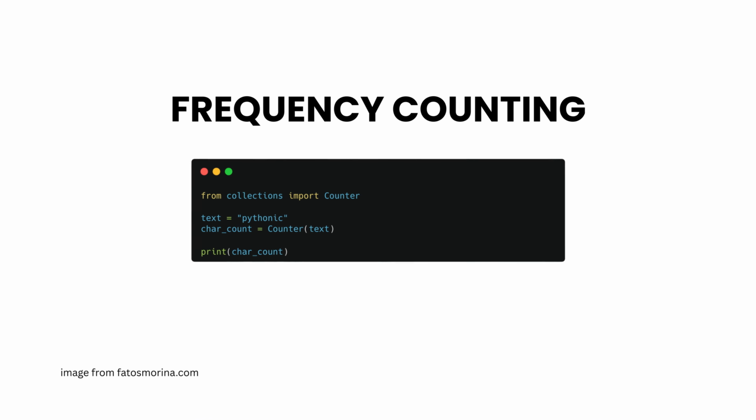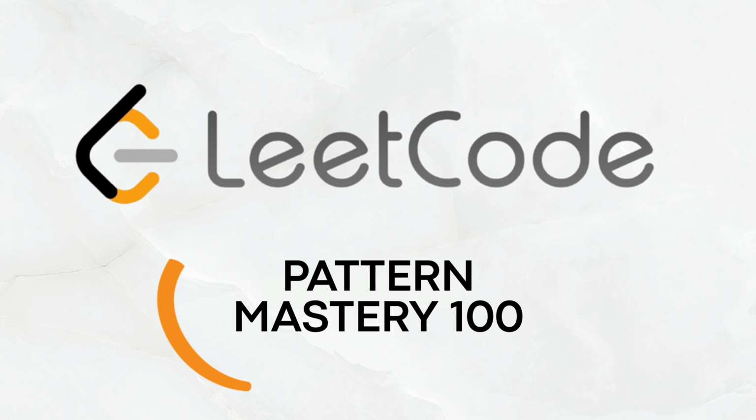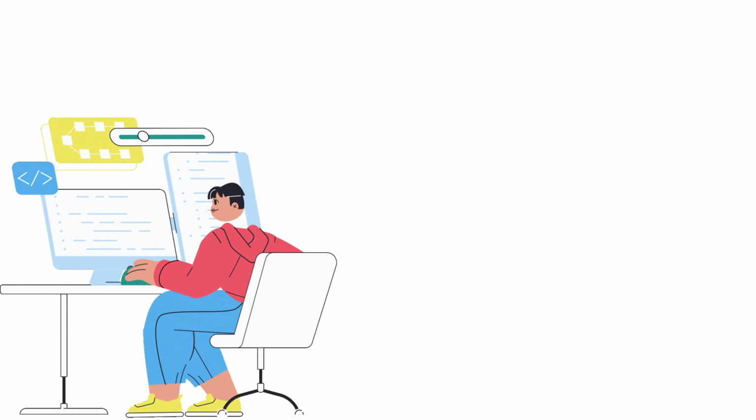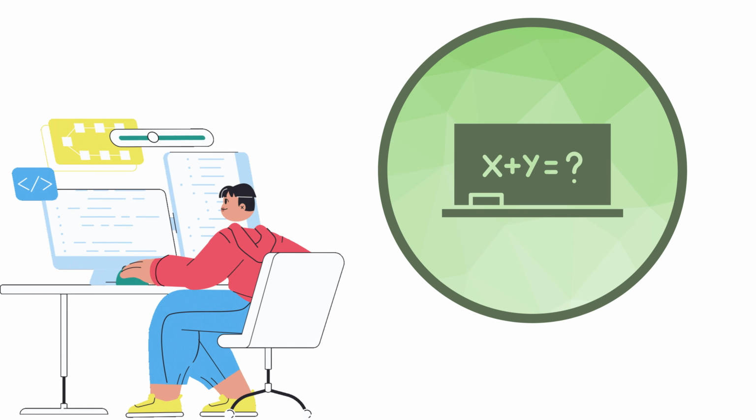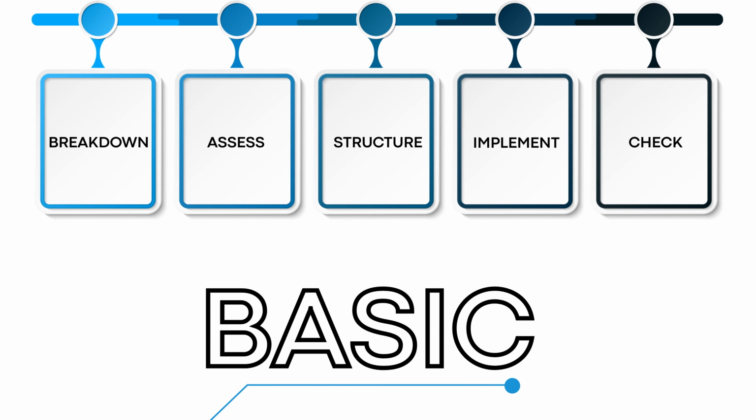Here's a sneaky screen classic, Ransom Note. It looks trivial, just letters, but interviewers use it to test whether you instantly reach for frequency counting instead of slow searches. Master this Pattern Mastery 100 problem and you'll crush dozens of "can I build X from Y" problems in linear time. Let's knock it out with basic.